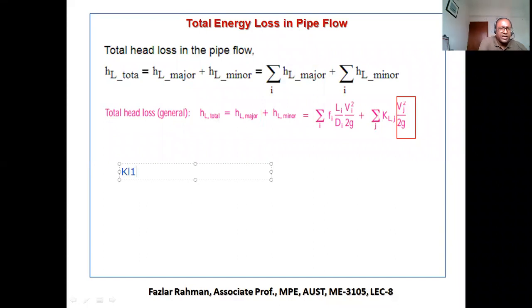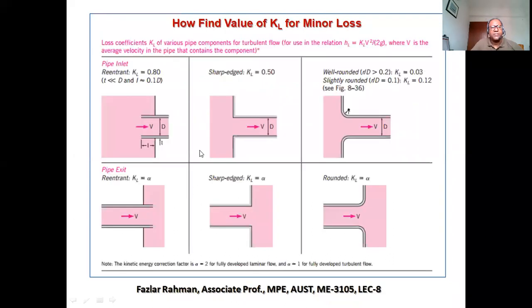You might get KL1 plus number 2 fitting KL2, then the value of KL3, then you add all of them together and you multiply by V² by 2g. How will you get the V? Q by A, right? So let's go through the next slide.